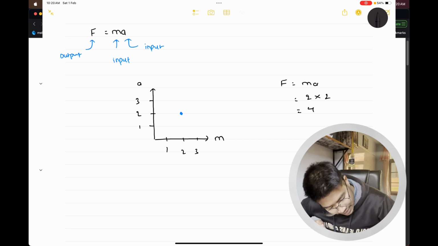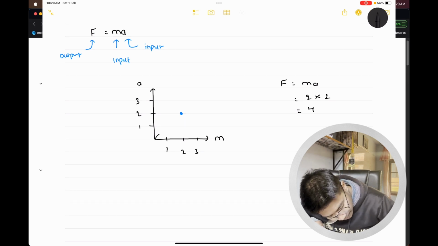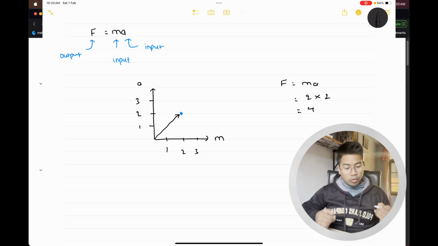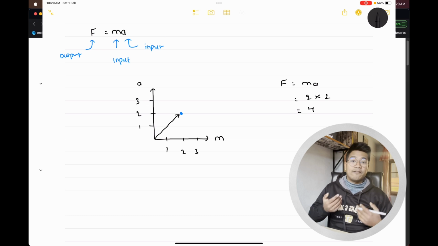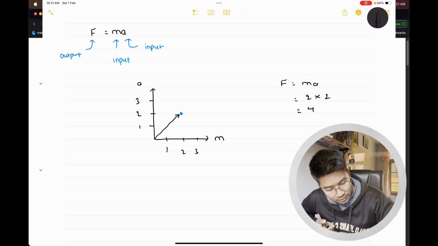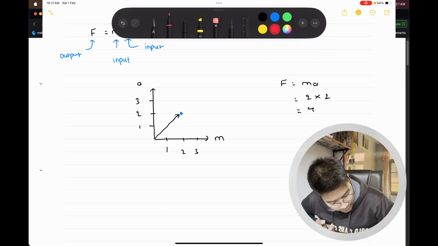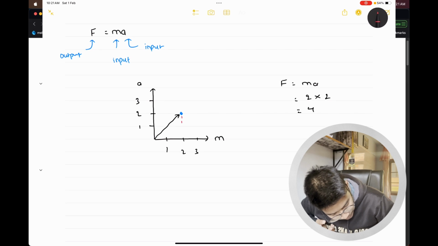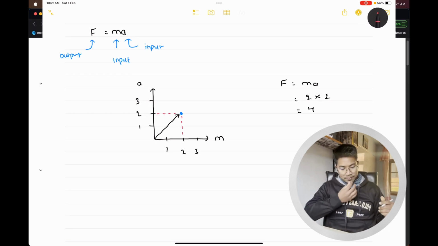You can represent this point in terms of a line from the origin. This is the idea of vectors. So now we start talking about vectors as well, but I swear this is very, very easy.